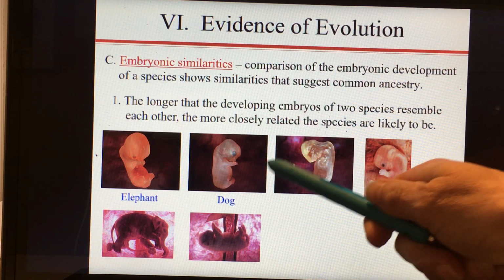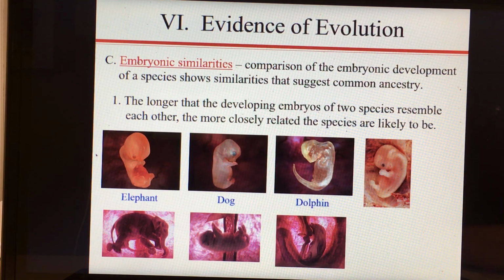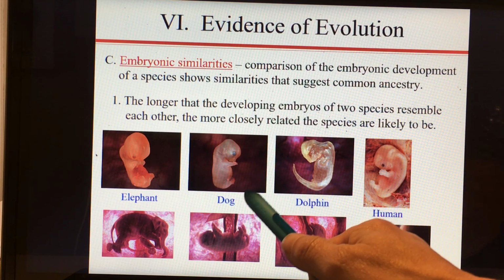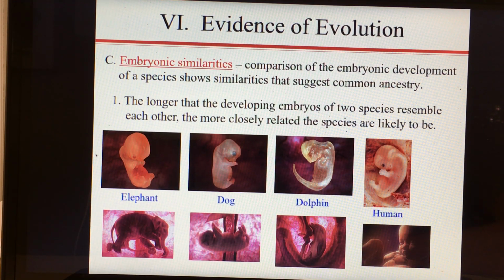The second from the left is a dog. Third from the left is a dolphin. And the far right is a human. And if we look at the human, the dog, and the elephant, they look a lot more alike than the dolphin. And it's just sort of an interesting thing that the further along in the development you go, the less alike they look.